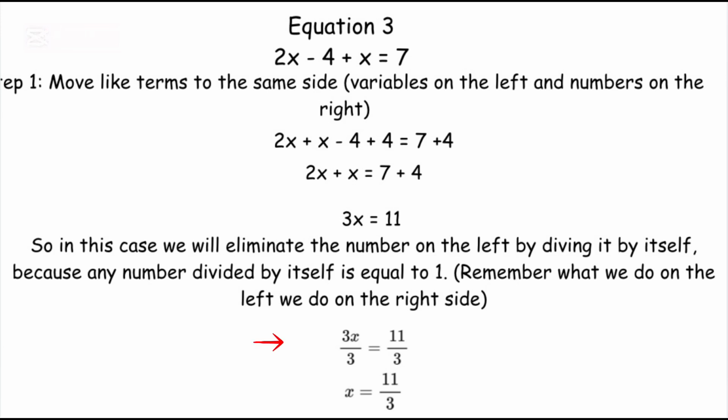And we will have 3x over 3 equals 11 over 3, and then 3 over 3, like I said, is 1. Therefore, we'll be left with x equals 11 over 3. And to check if your answer is correct, you can always substitute it in the initial equation.